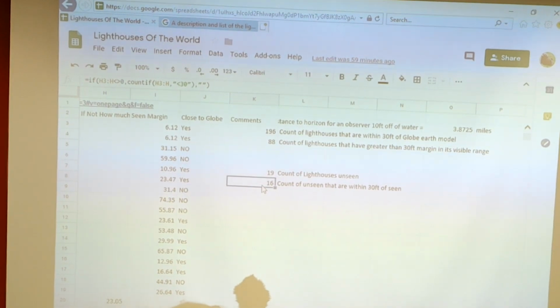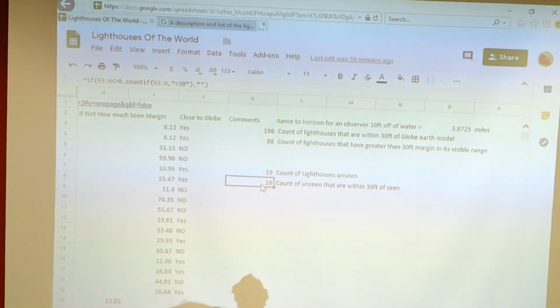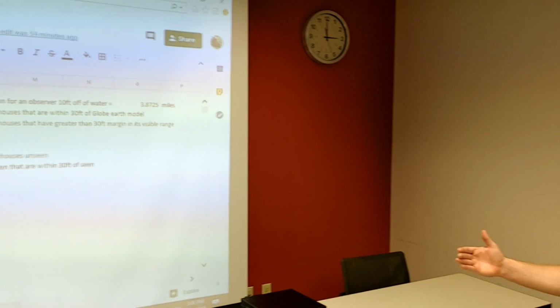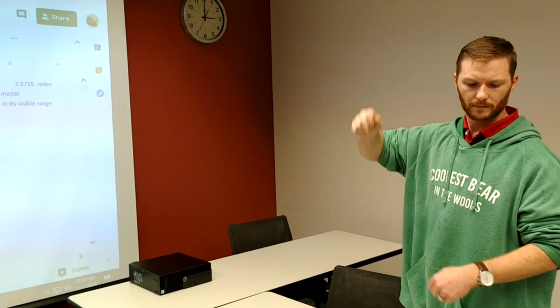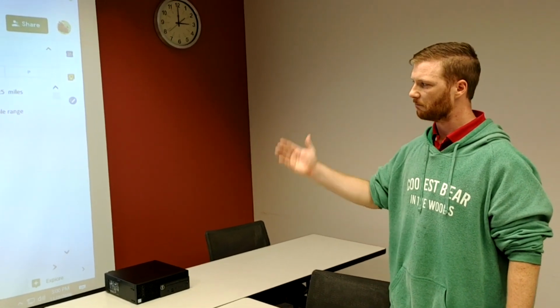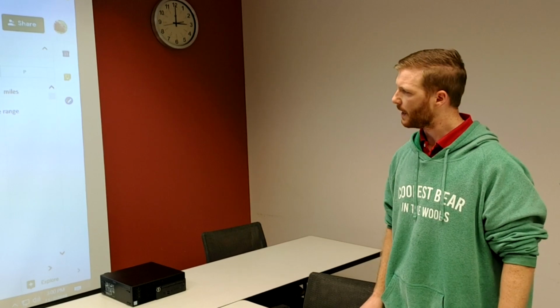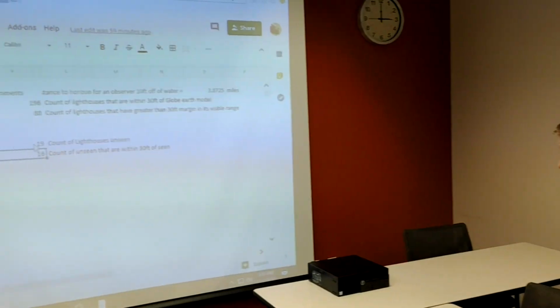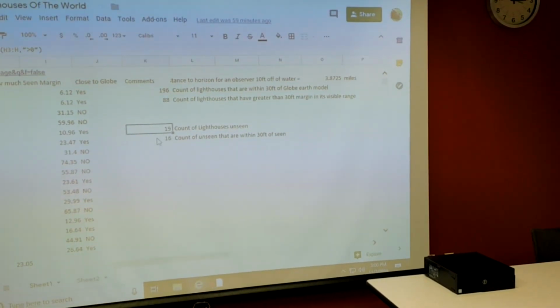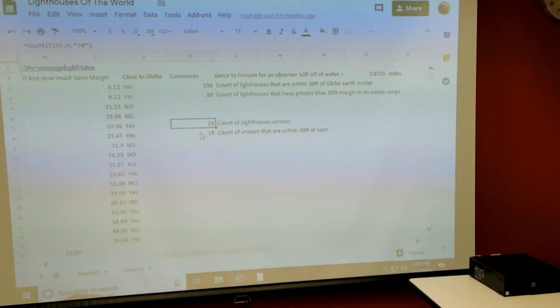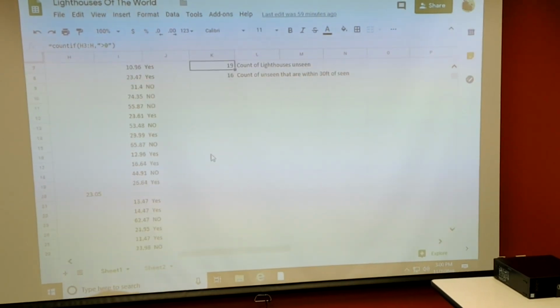So if you're off by maybe a mile or two in your actual observed distance, or if you have the crest of a wave, your boat is slightly higher, and you could climb up the mast or whatever of the ship and be able to see slightly further. I think 30 feet is a reasonable assumption for that. And so only 3 then fall outside of a normal Earth curve calculation.